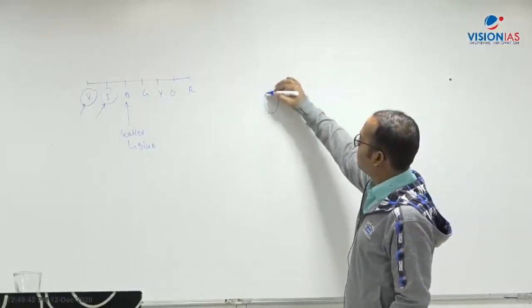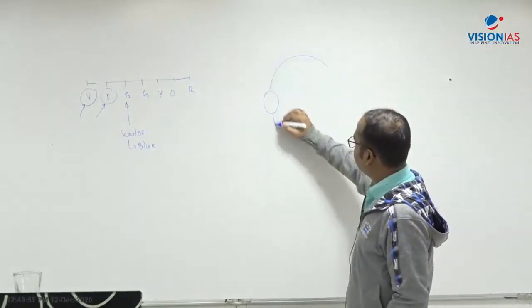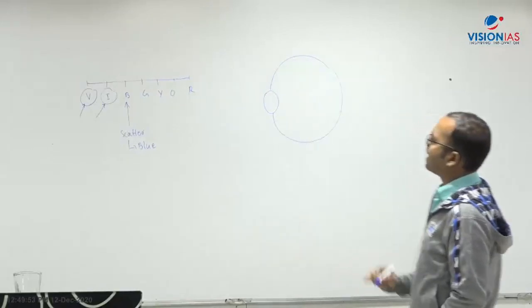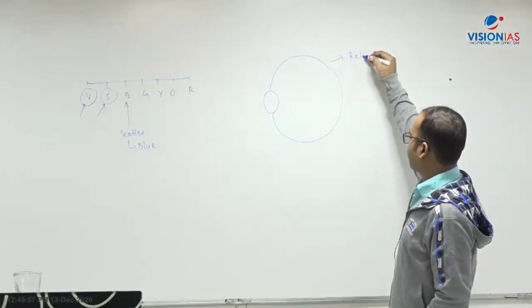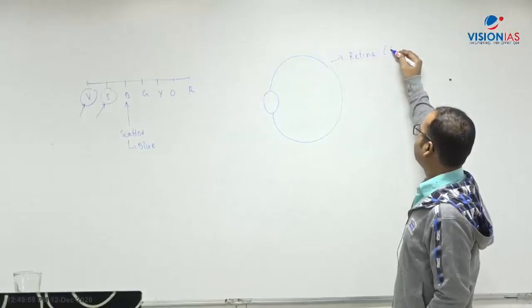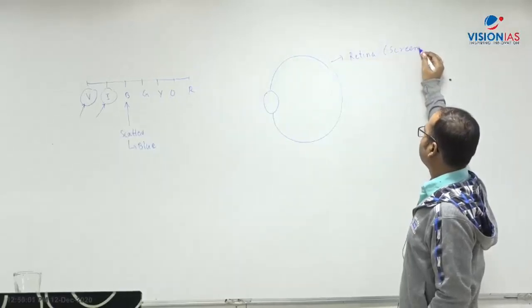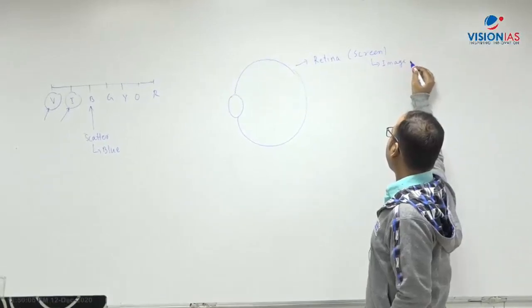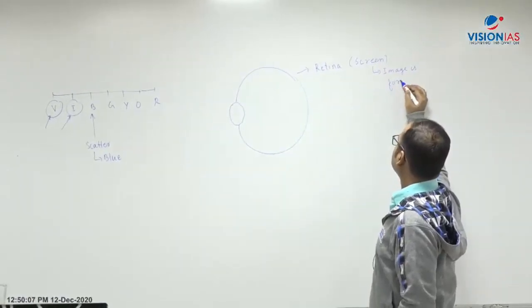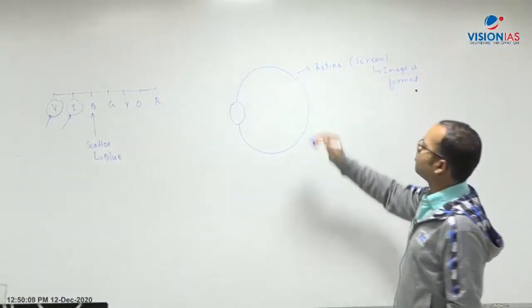So do it parallelly. Nothing will be dictated. So this is your human eye. This is called the retina of the eye. Retina is nothing but the screen of the eye where the image is formed.